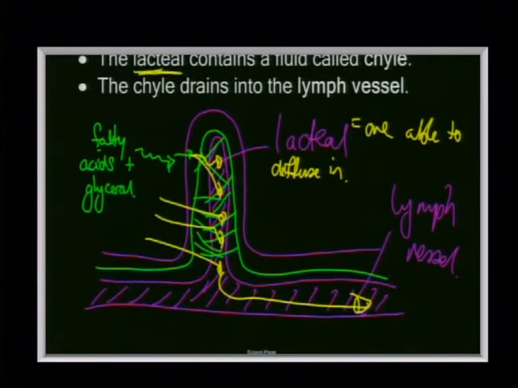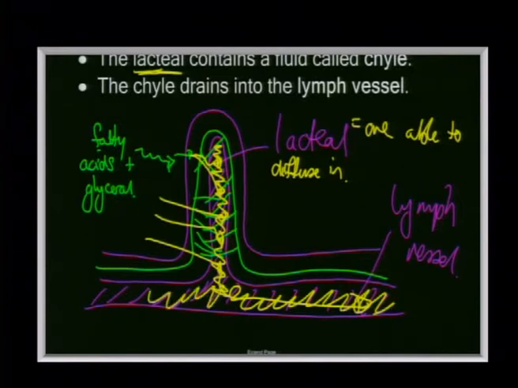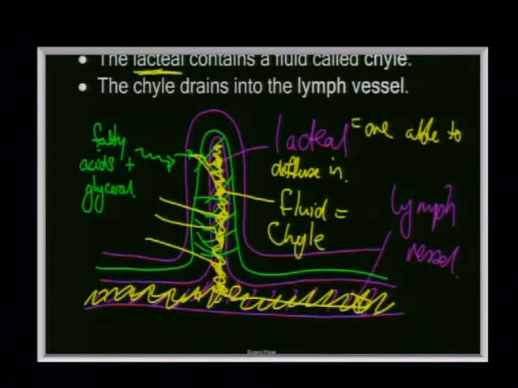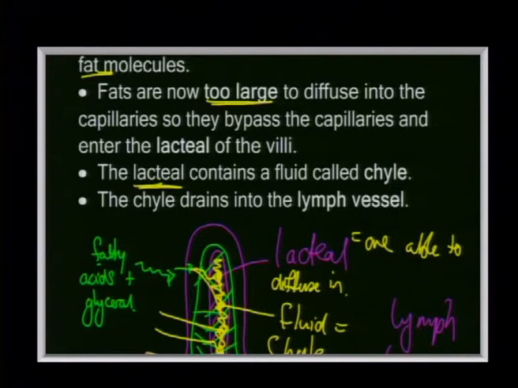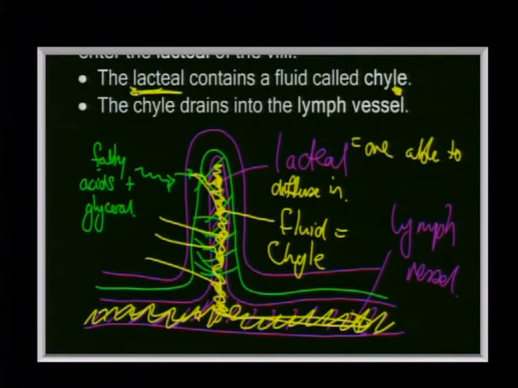They're too large. So they enter the lacteal. And this fluid inside the lacteal, which is our fats and the excess fluid, etc., that fluid is called chyle. Remember, in the stomach, you had chyme. Chyme was your digestive juices plus the food that's churning in your stomach. Chyle is the fluid in the lacteal. So just remember, the lacteal starts with an L, and it contains chyle. And the chyle drains into the lymph vessels. Okay, so that goes off into the lymph vessel.